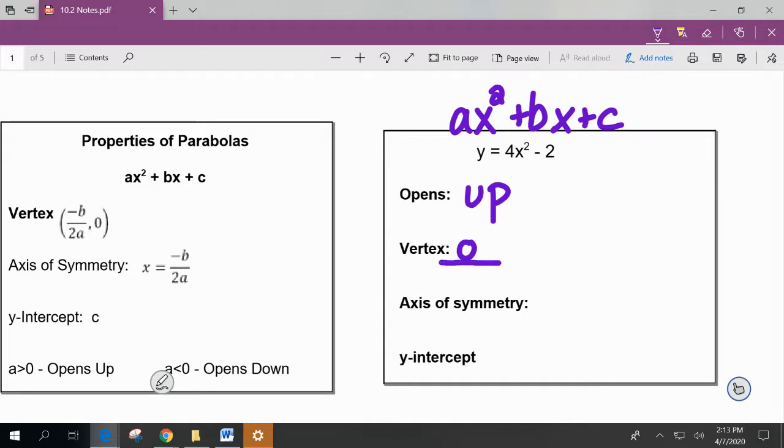over 2 times a. So 2 times a, which is 2 times 4. So we would get, I'm sorry, that should be negative b over 2a. So we would have negative 0 over 8, which would just equal 0. Okay, the axis of symmetry is the same exact number. So it is also 0, and the y-intercept is that very last number in the equation. So that would be negative 2.